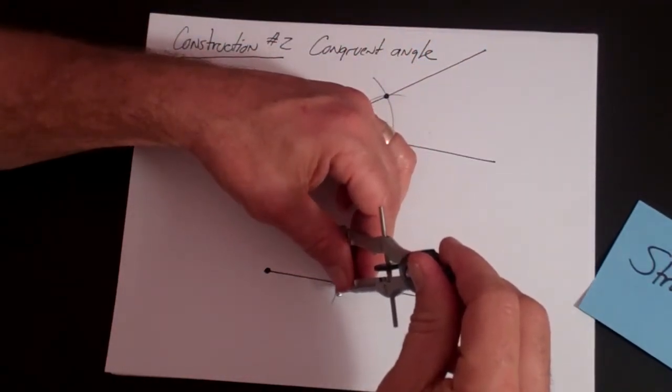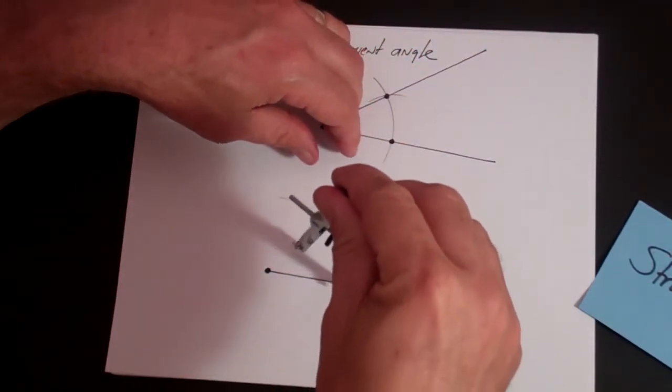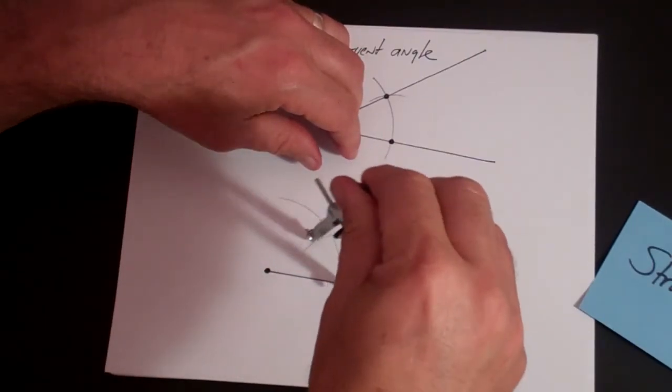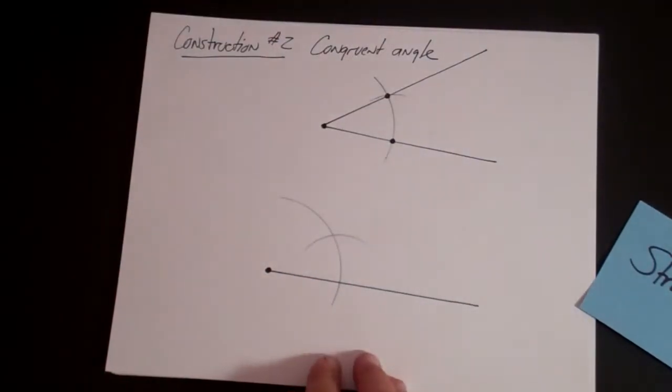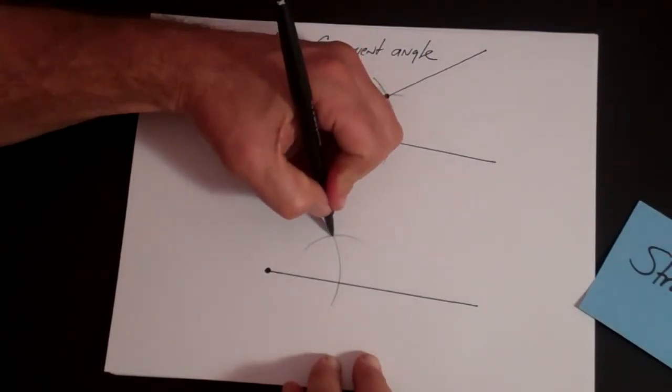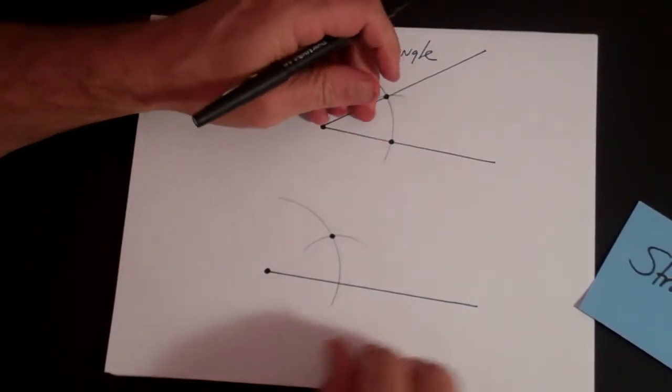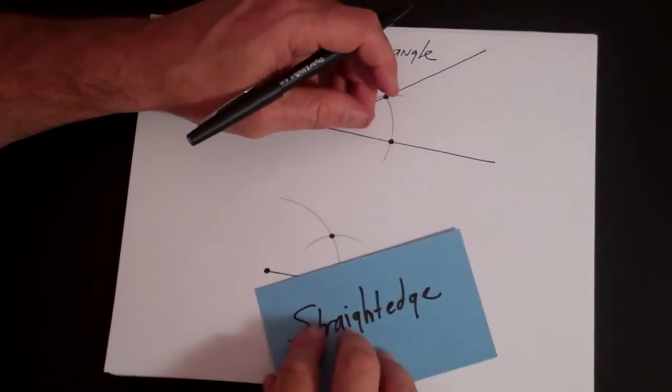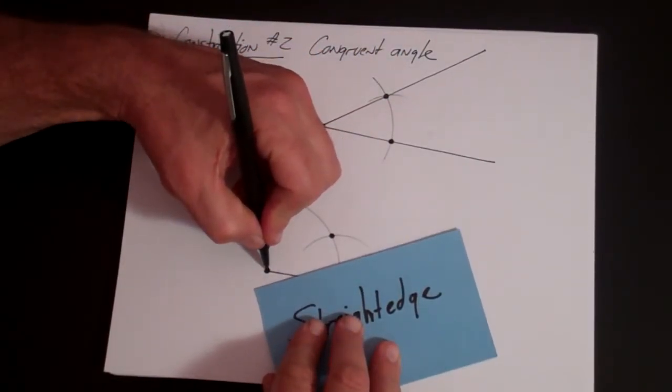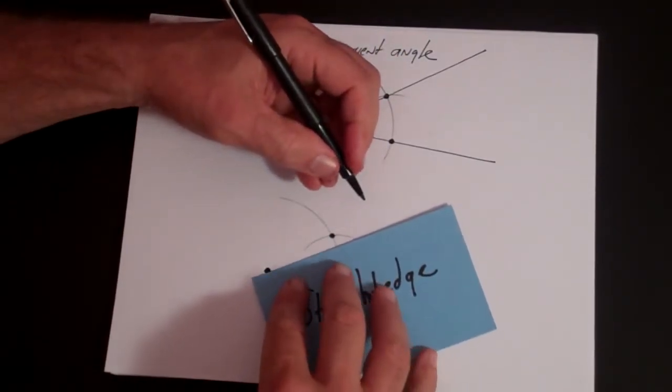Starting from this point here, draw that arc there, and those 2 arcs will intersect. So where those 2 arcs intersect, let's put a point there. And then we're going to take our straight edge again, and we're going to draw a line from this vertex to that point right there.